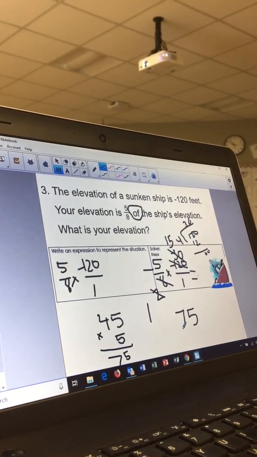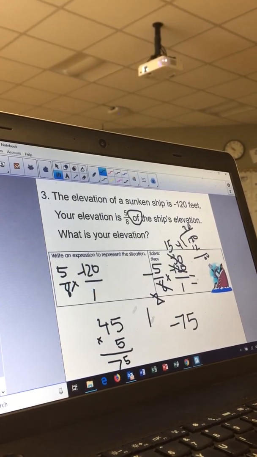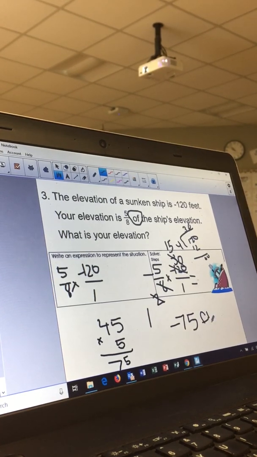I'm sorry, this one's not negative. This is a positive 5/8. So positive times a negative is a negative. So what's your elevation? -75 feet.